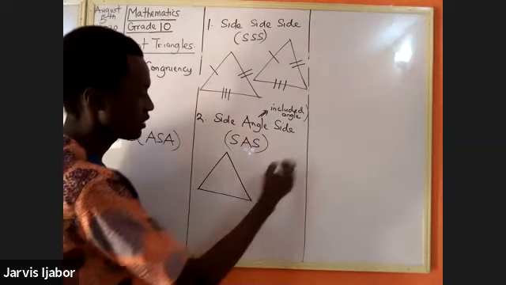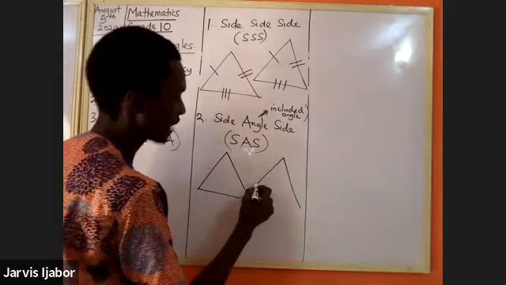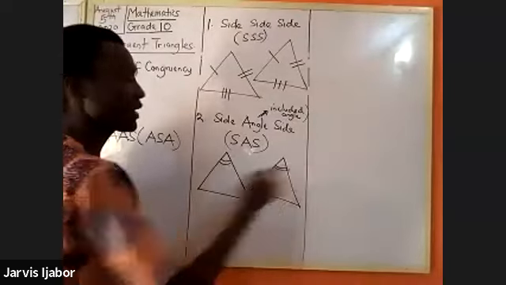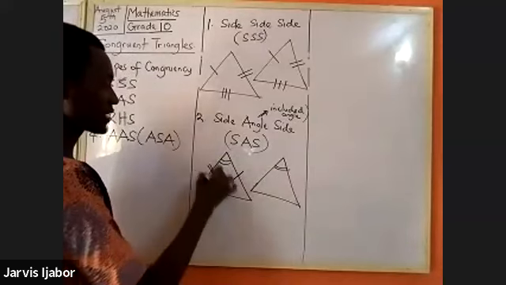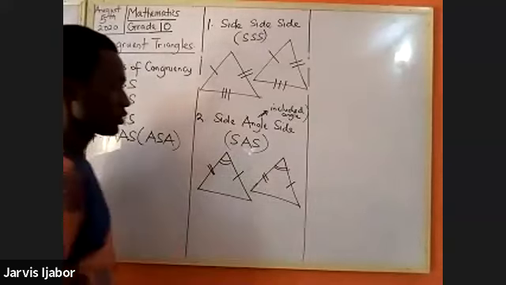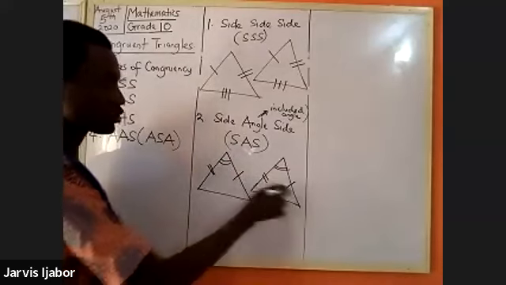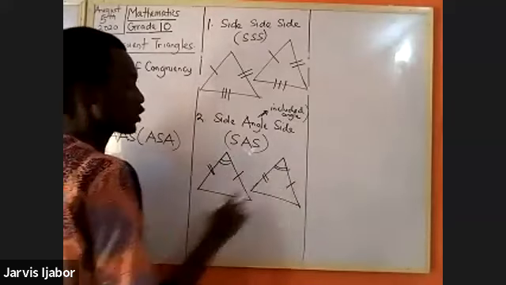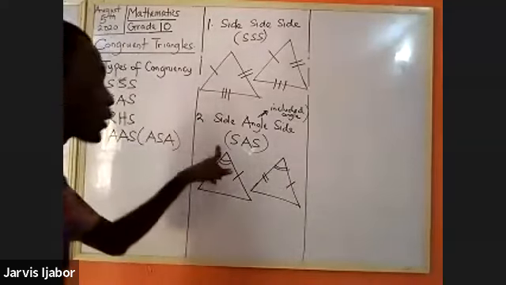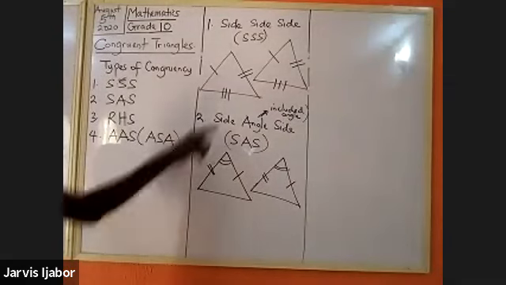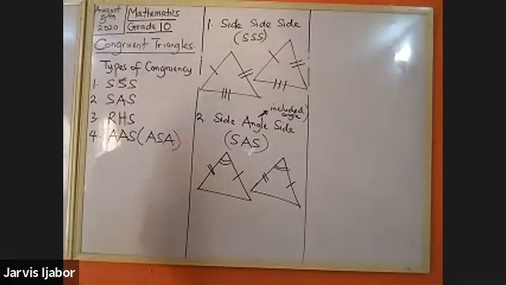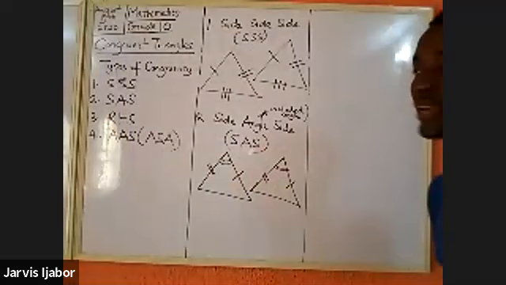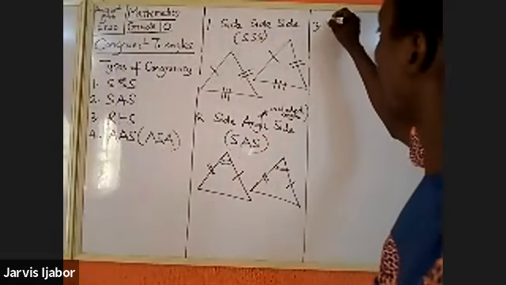So this is a typical diagram of what that will look like. I have this angle here. I have this angle here. I have this side. I have this side. So this side corresponds to this side. This side corresponds to this side. And this angle corresponds to this angle. So we say that it is what? Side, angle, side. So this is another test for congruency. When you see this arrangement, it means that the figures concerned are what? Congruent.